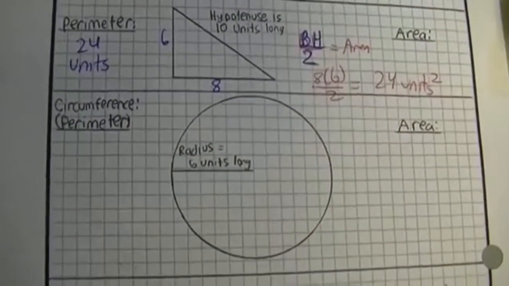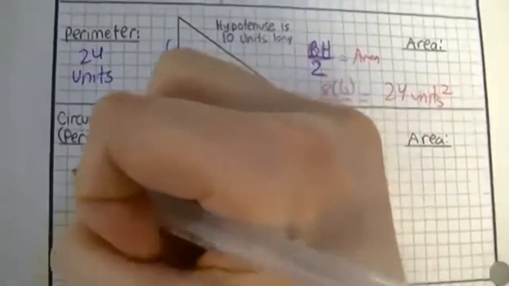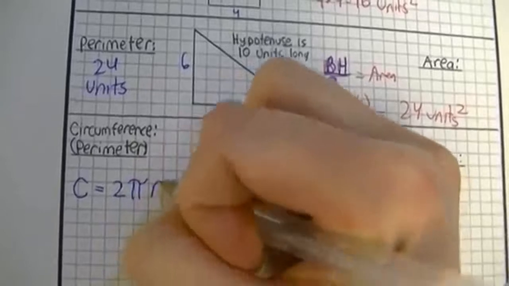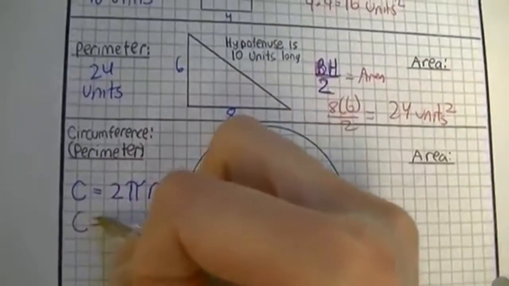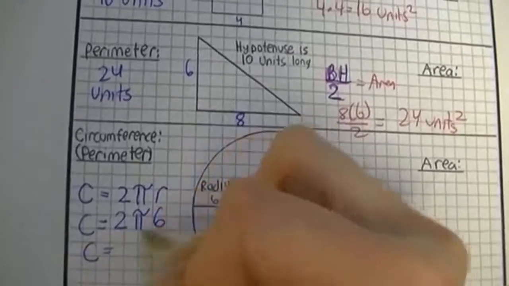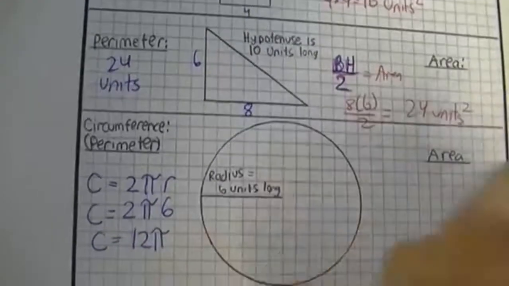Okay, circumference. The formula for circumference of a circle is 2 times pi times the radius. So looking at the information here, you go 2 times pi times 6. I can do that part in my head. 2 times 6 is 12. But you still got to multiply it by pi.